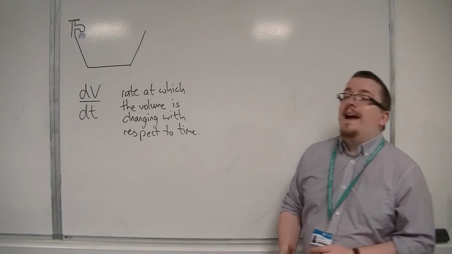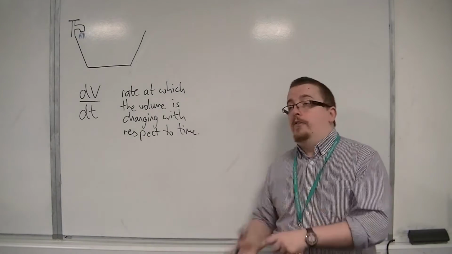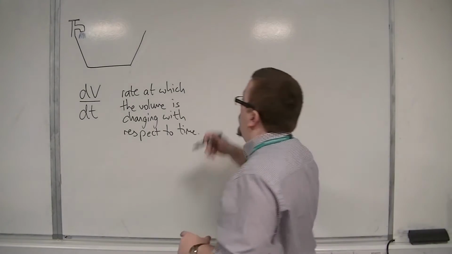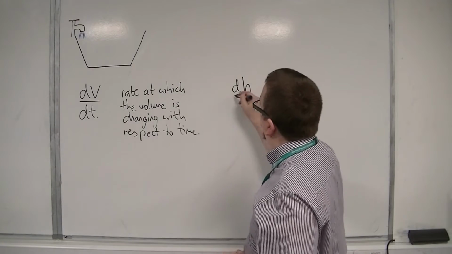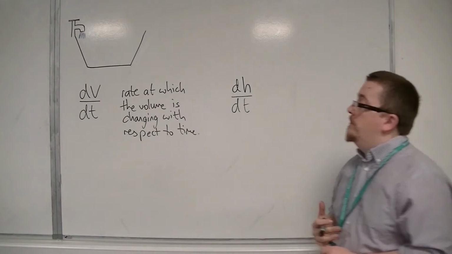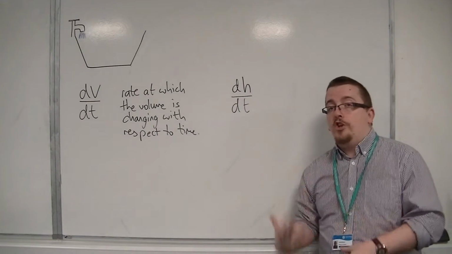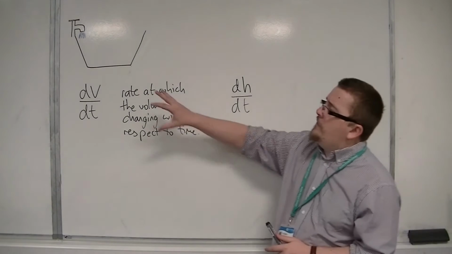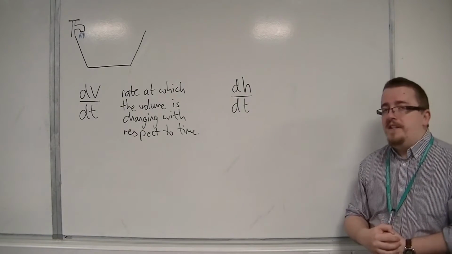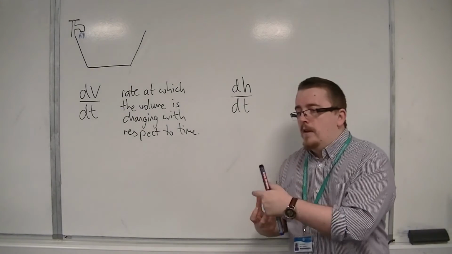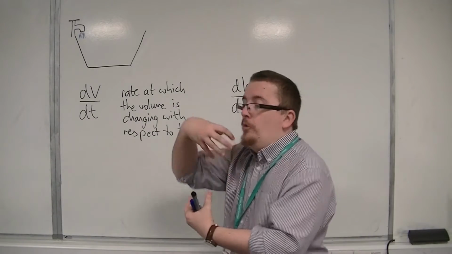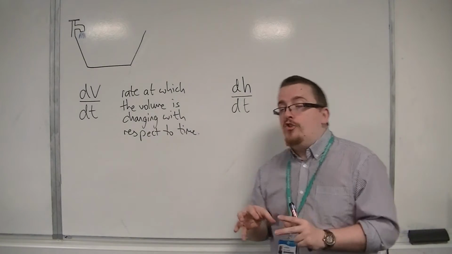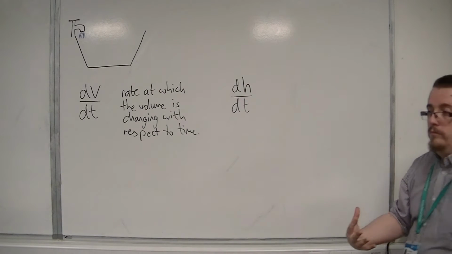Now you could also look at the depth of the water as the water pours into the bath. So you could also look at the rate at which the depth, so let's say the height of the water, is changing with respect to time. So we would have a dV by dt, we would have a dH by dt. So is there a way that we would be able to connect these two things? Where is the connection? And the connection lies in the chain rule.